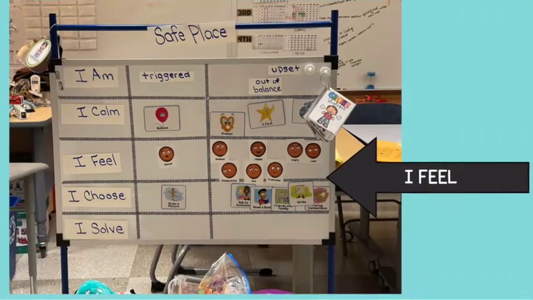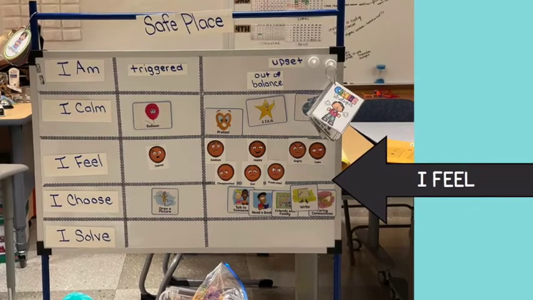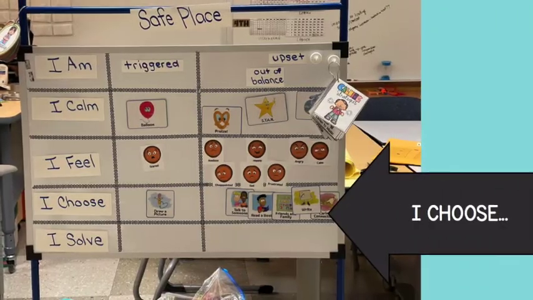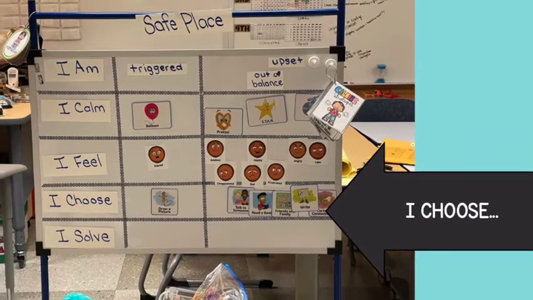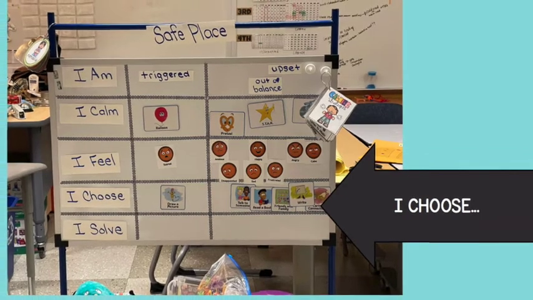Next, students should identify how they feel. They gotta name it to tame it. A mirror can be a helpful tool in this place, so students can match their face to the feeling spaces. Finally, students choose how they can make themselves feel better. Some options are talking to a friend, reading a book, drawing a picture, or writing about it.